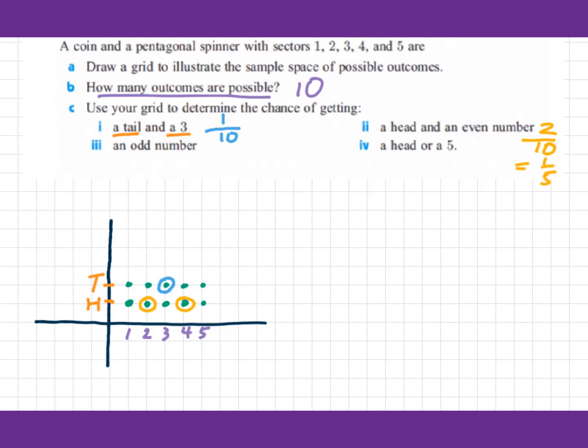Look at the third, an odd number. 1, 2, 3, 4, 5, 6. Therefore, 6 over 10. That means 3 over 5. A head or a 5. First of all, check head. 1, 2, 3, 4, 5. This is or a 5. That means this one also. So we have 6 over 10. That means 3 over 5.